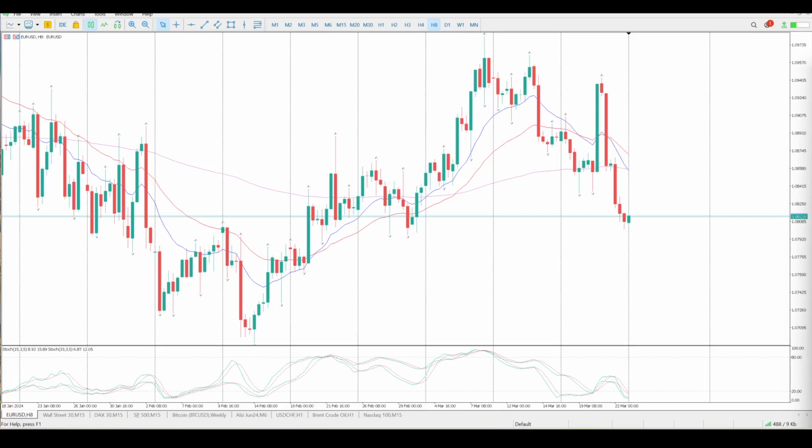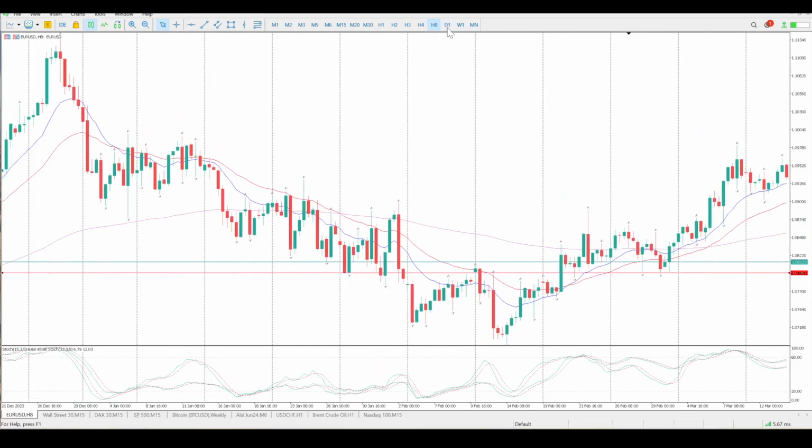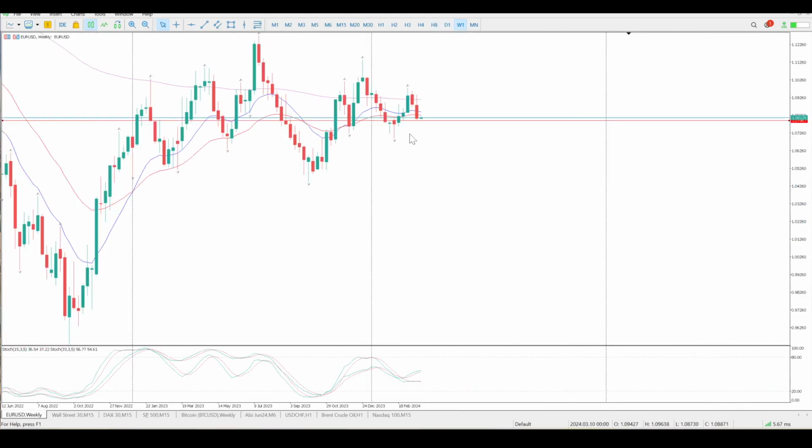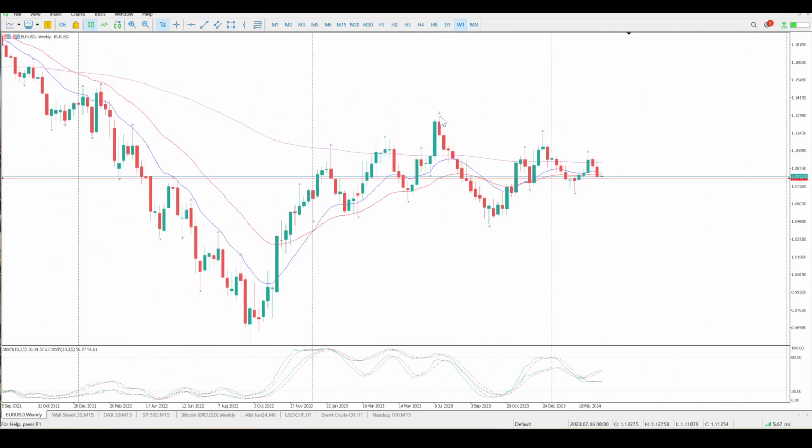So, 8 hours, moving average crossover here, but we are grouped to the downside again on the oscillators, and then we do have a very strong zone of support here. It's going to go back to the weekly because this is kind of what we're looking at. You can see how we've tested there, and further back we've tested this area quite often.